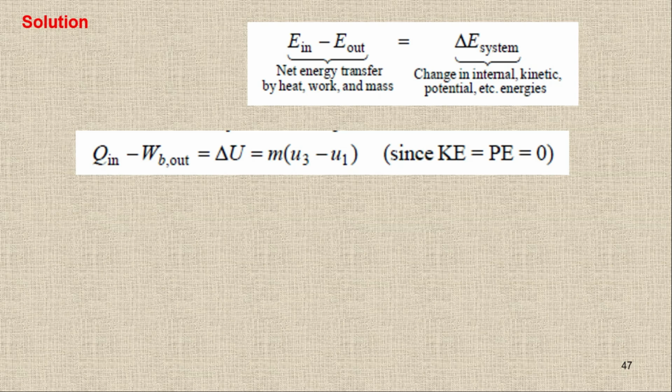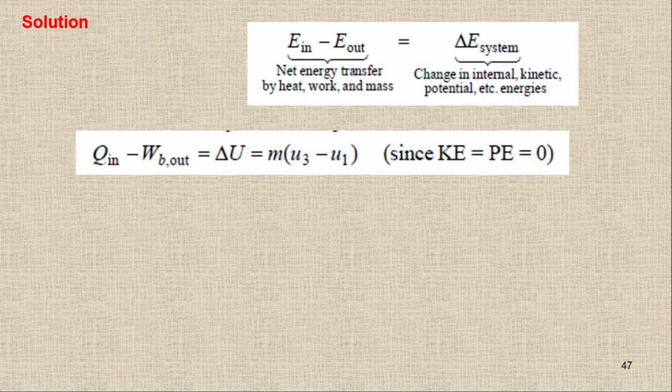So energy balance is simply in minus out equal to delta E system, and here we have in, which is Q in, the heat going inside, minus the boundary work which is going out. Then we have delta U. There is no electric or other work involved in this question. I can simply say that this delta U is m(U3 minus U1).